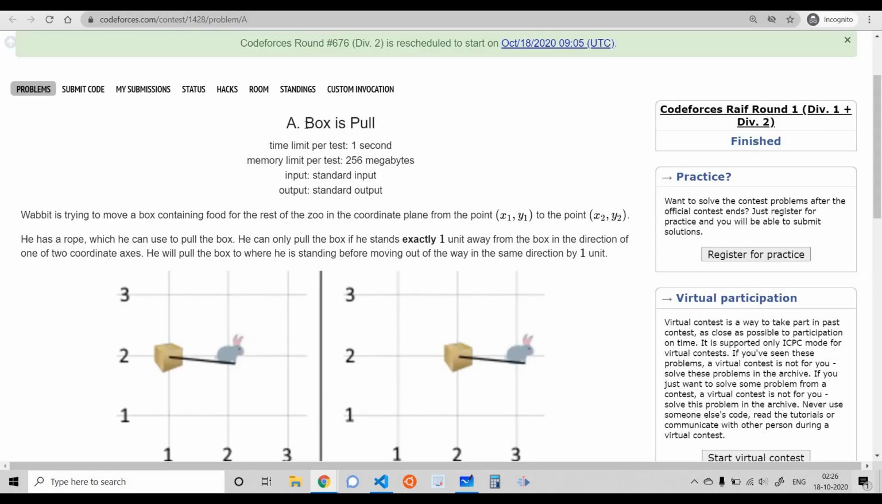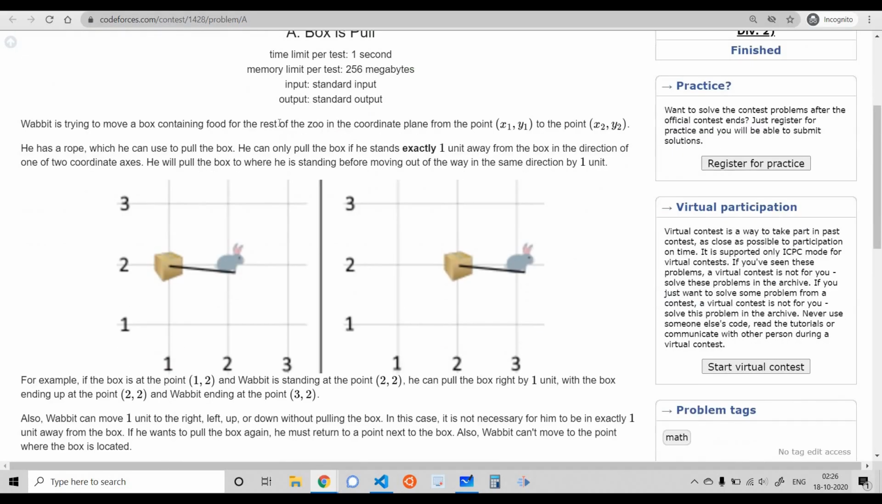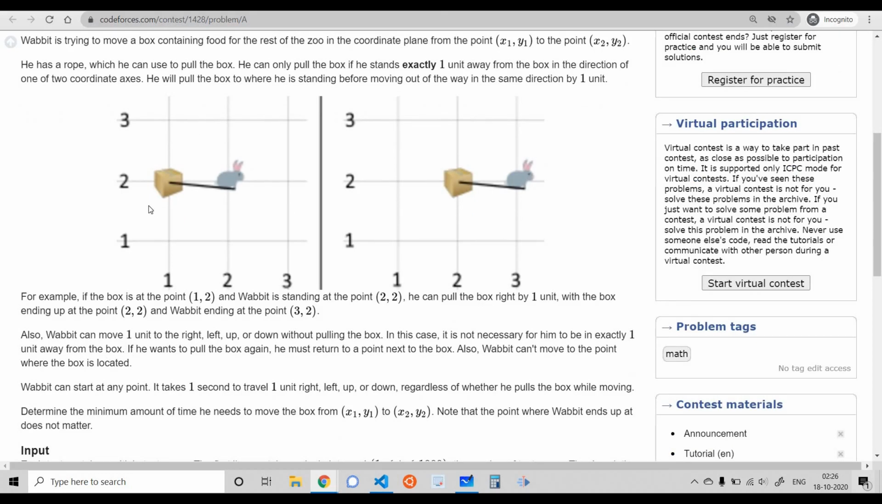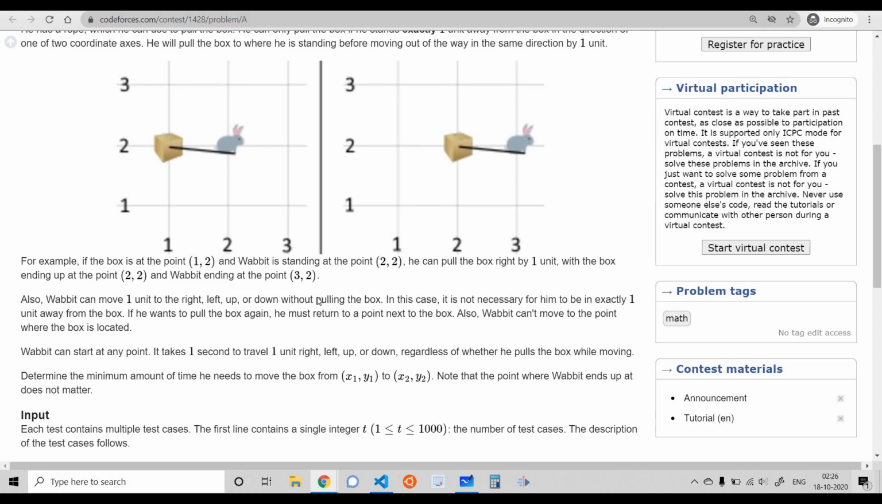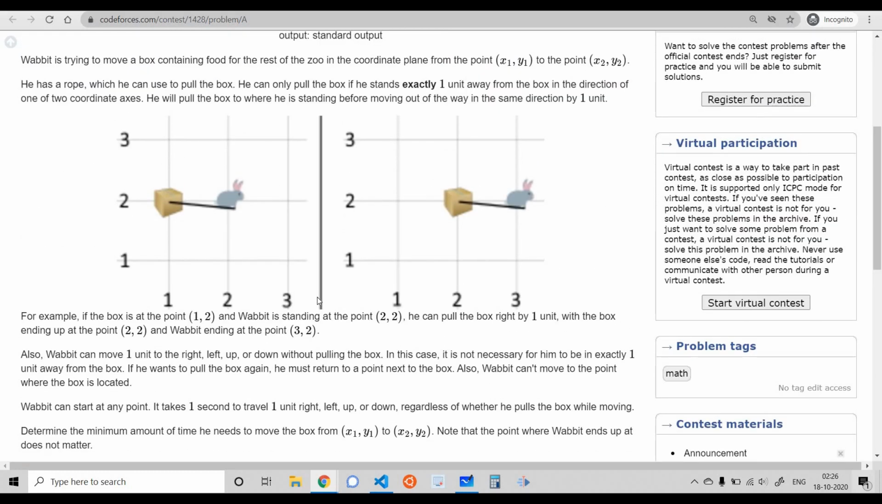The problem A is called box is full. In this problem we have two things, a box containing food and a rabbit, which will be moving this box from point having coordinates x1 y1 to the second point having coordinates x2 y2, and in 1 second the rabbit can only move this box by 1 unit, and we need to find out the minimum number of seconds this rabbit needs to move the box. Let's see how this problem can be solved.